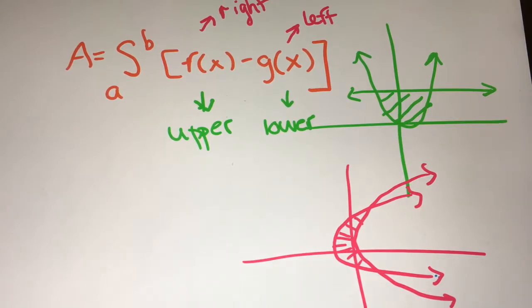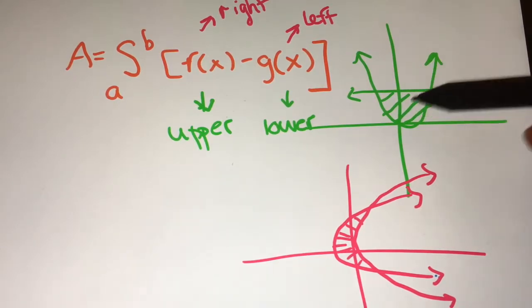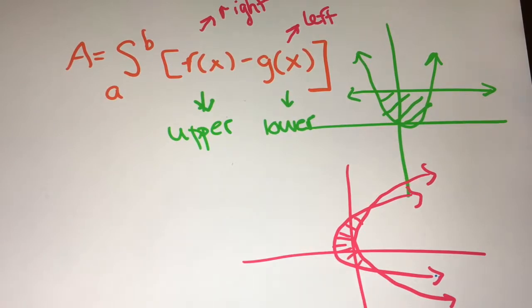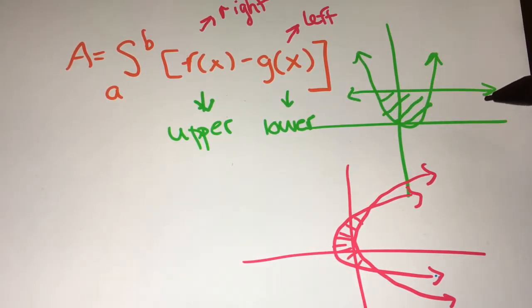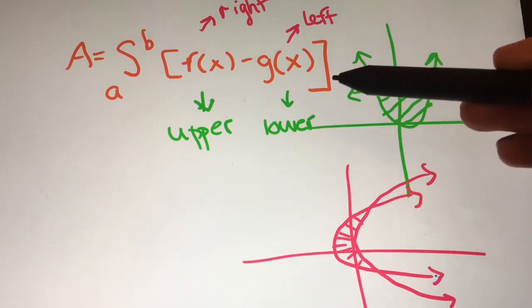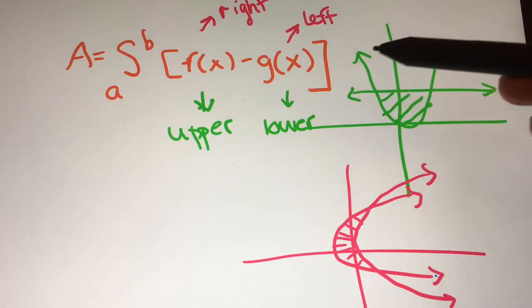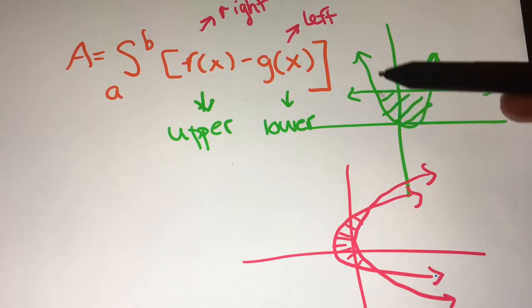In order to find the area of the striped region, we have to take the integral from a to b of f of x minus g of x. f of x is the function that is above, so the upper function. So this right here would be f of x. g of x is the function that is lower. So this right here would be g of x.